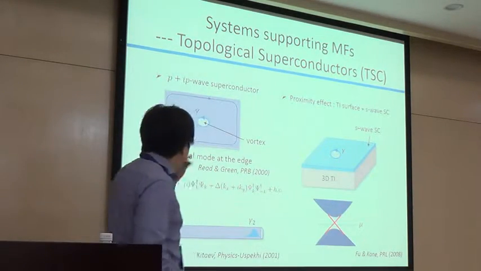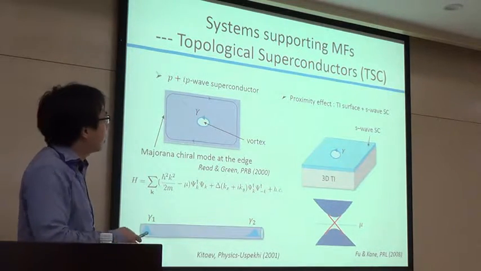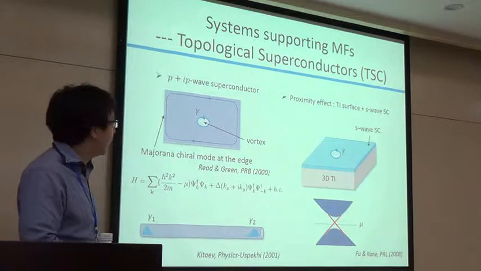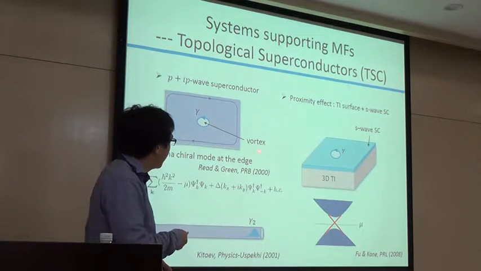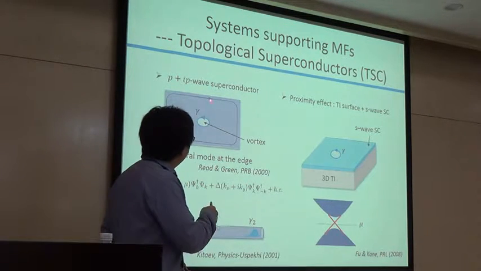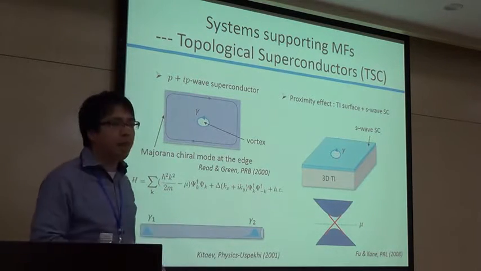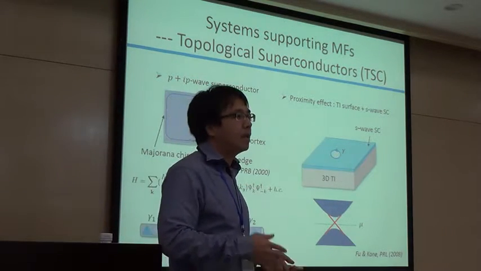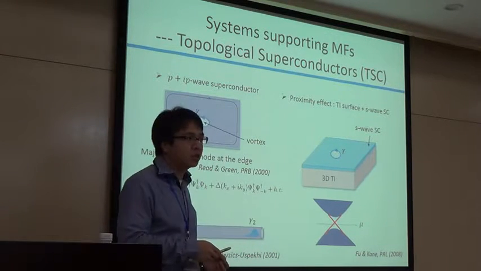So now we come to the question: where can I find this Majorana? One possibility, which was proposed in the year 2000, is that if you have a P-wave superconductor, a p plus ip. Up to now, there's still no experimental realization of this.